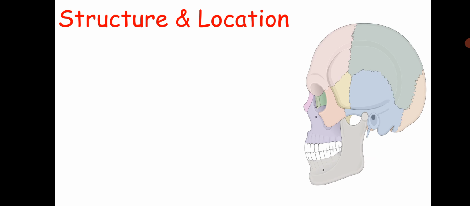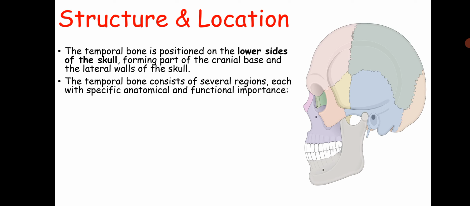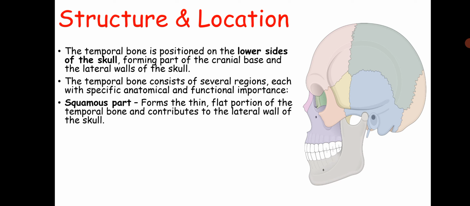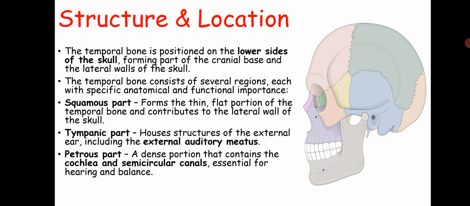Now let's talk about structure and location of this temporal bone. Temporal bone is positioned on the lower sides of the skull, forming parts of the cranial base and the lateral walls of the skull. The temporal bone consists of several regions, each with specific anatomical and functional importance. It has a squamous part that forms a thin, flat portion of the temporal bone and contributes to the lateral wall of the skull. It has a tympanic part that houses structures of the external ear, including the external auditory meatus.